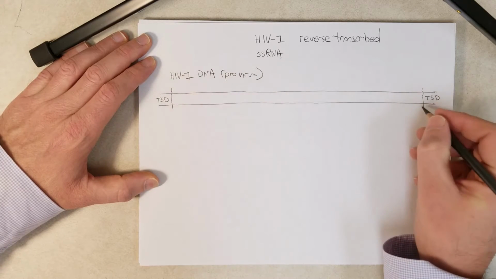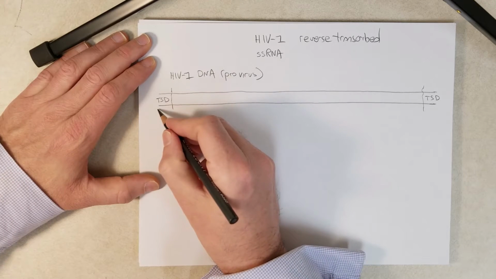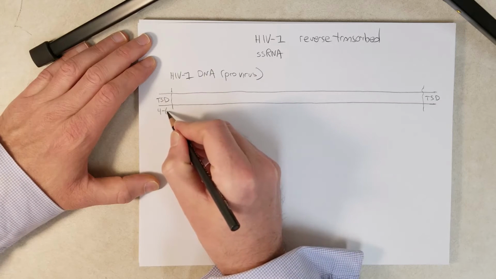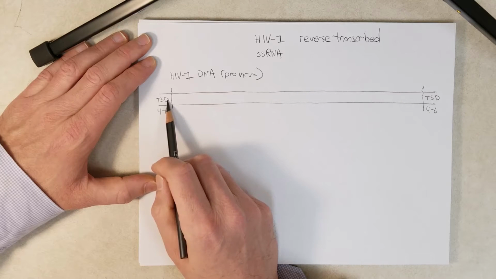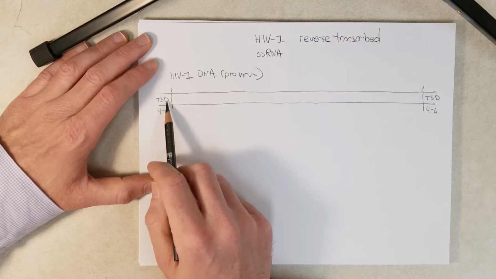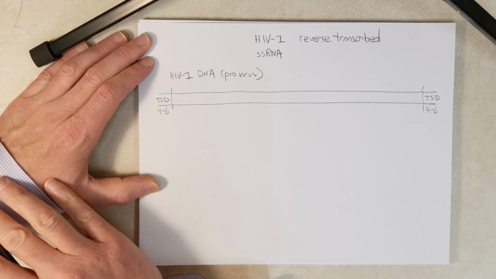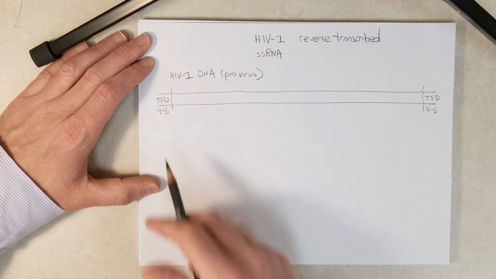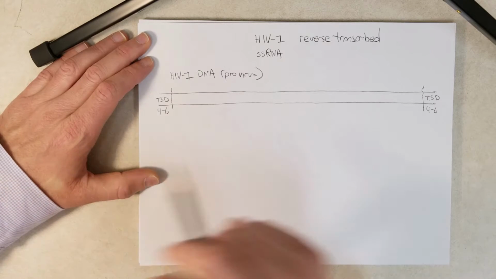Now, because of the way HIV-1 integrates into the genome, it creates 4 to 6 base pair target site duplications. So on either side of the provirus, we'll see 4 to 6 base pairs of identical sequence. This is the target site duplication, and we saw this with the P element also, and insertion elements when we were talking about transposons.